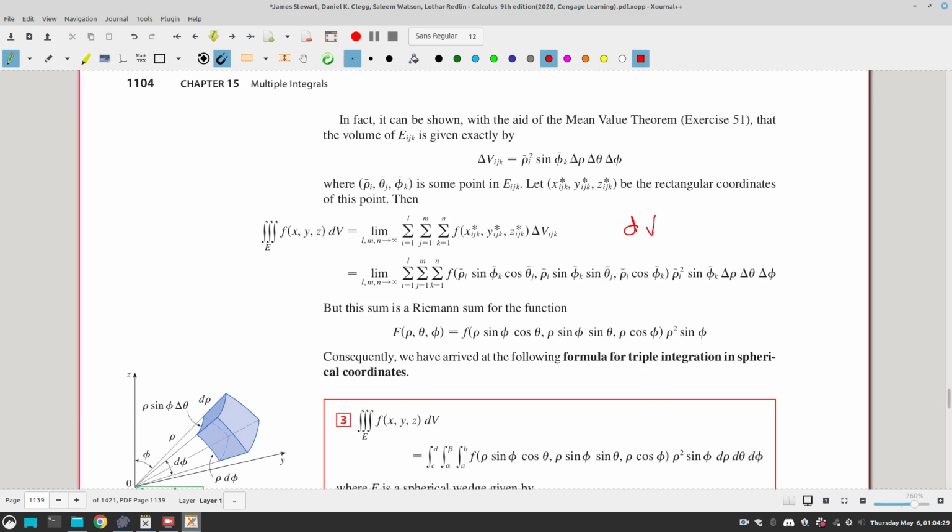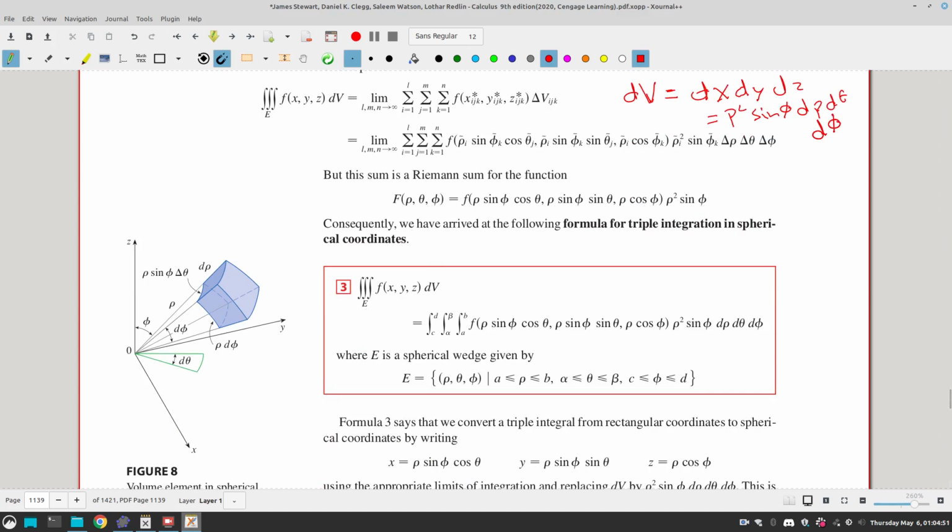So dv equals dx dy dz, and this is equal to rho square sine phi d rho d theta d phi, right? So this whole thing is my dv. Don't forget the rho square. And instead of x, you write rho sine phi cos theta. Instead of y, you write rho sine phi sine theta. Instead of z, you write rho cos phi.